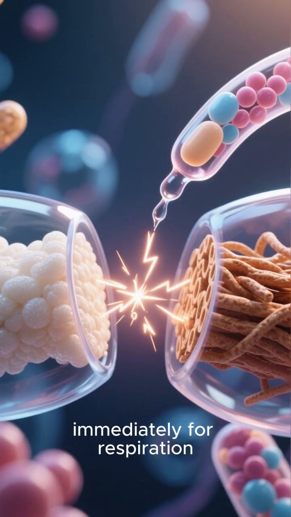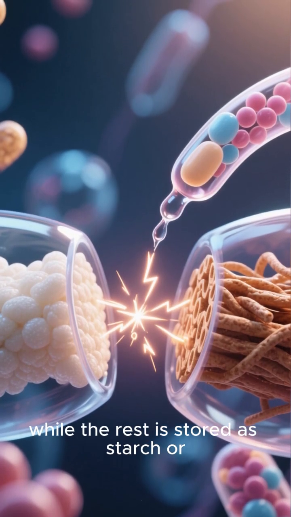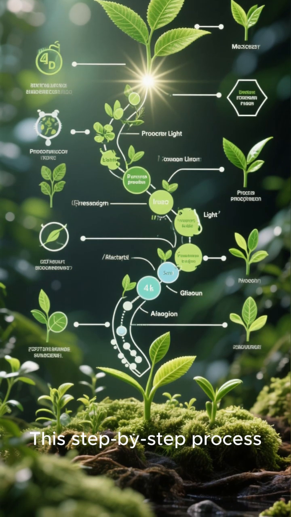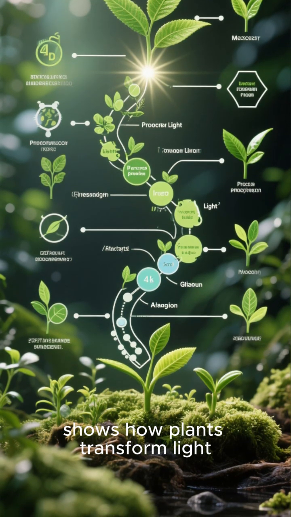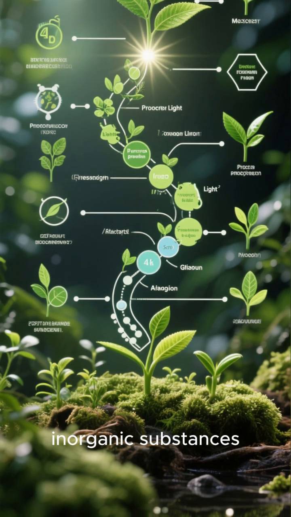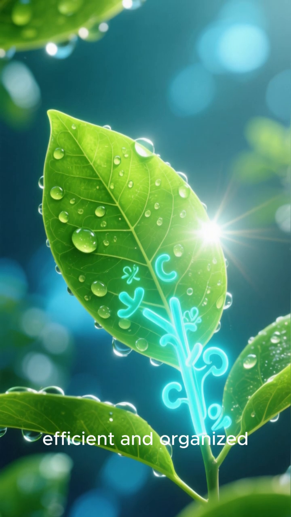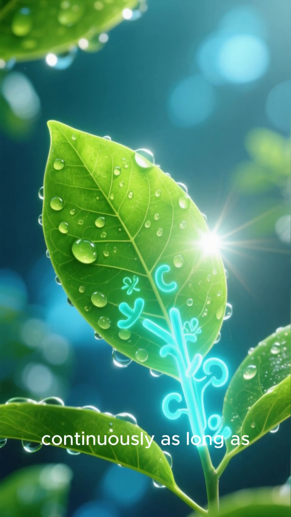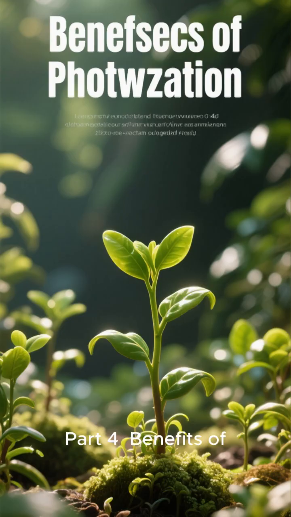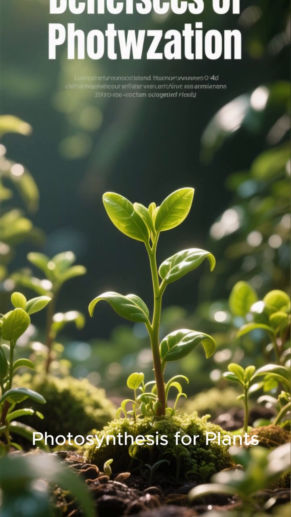Some of it is used immediately for respiration to release energy, while the rest is stored as starch or converted into cellulose for building cell walls. This step-by-step process shows how plants transform light energy into chemical energy and convert simple, inorganic substances into complex organic food. It is a highly efficient and organized system that operates continuously as long as sunlight, water, and carbon dioxide are available. Part 4. Benefits of photosynthesis for plants.